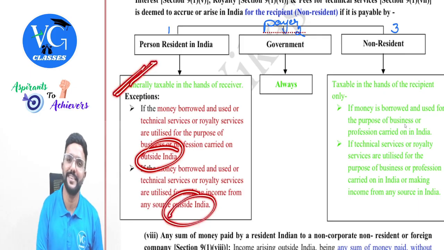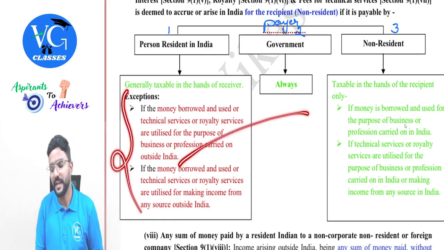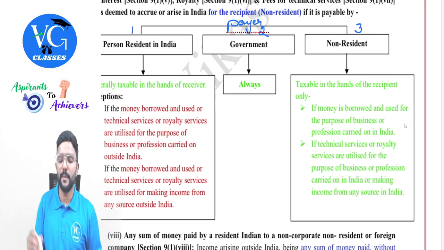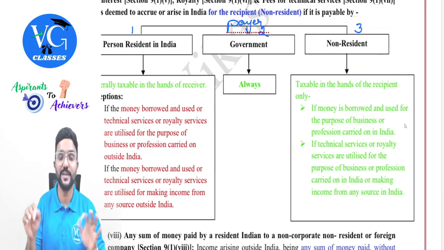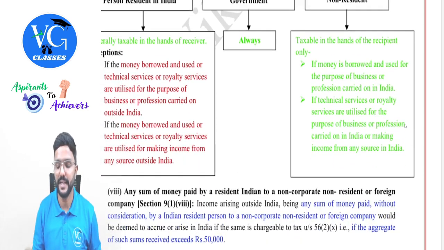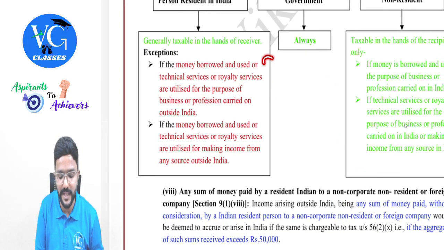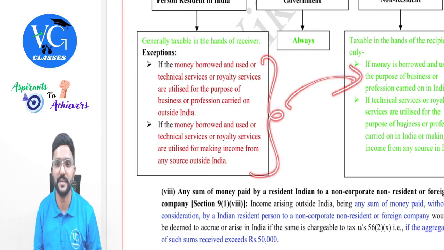So is it taxable? Yes, sir. Whatever was given here, they have given it in a reverse way here. Sir, what if the payer is a non-resident? Payer is also non-resident. Recipient is also non-resident. Then they are telling it is taxable in the hands of recipient only if what was given here, no, it is given in a reverse way.